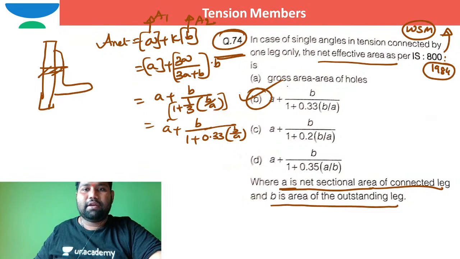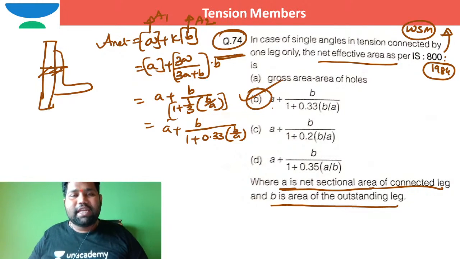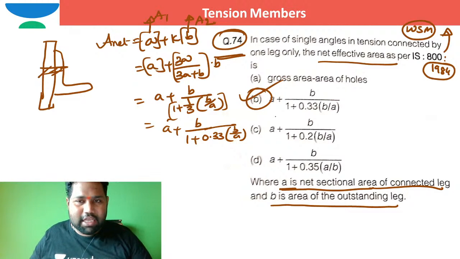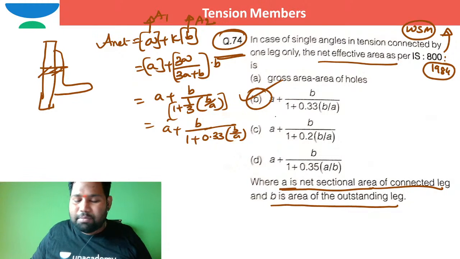Is that okay, brother? Instead of A1 and A2, A1 is taken as A, and A2 is taken as small b. So the nomenclature has changed, but the concept is one and the same. So you can pick directly option B here.